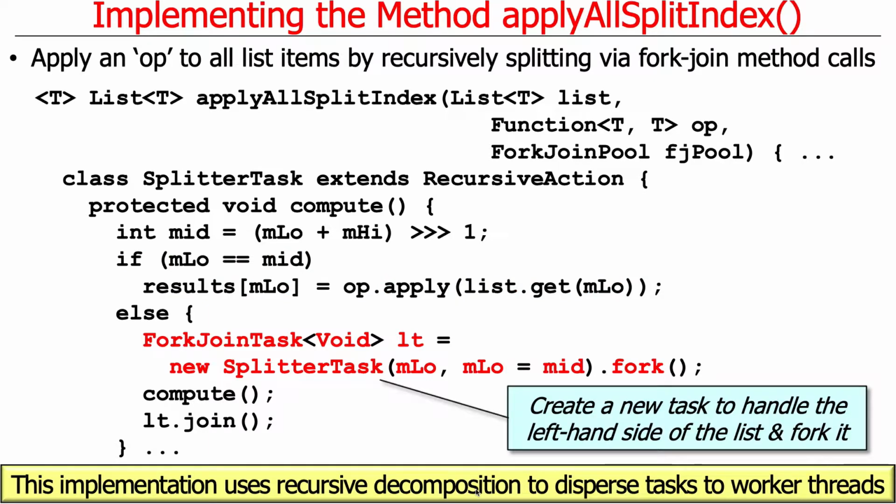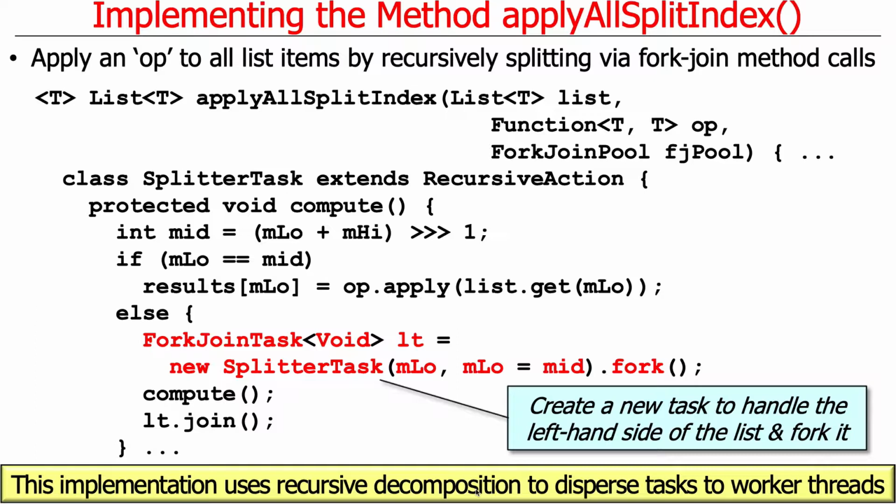And if it's not equal to mid, in other words, there's more than one element in this thing, what we're going to do in that case is create a new splitter task, and we're going to have it work on the range from mlow to mid. So we're going to copy mlow here, then we're going to update mlow and mid. This will be the left-hand side, the left-hand fork join task. And we're going to go ahead and fork that guy. So that's going to be forked.